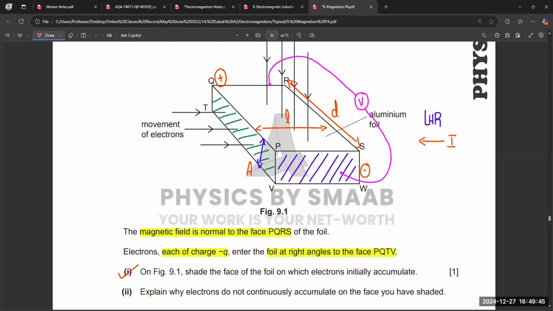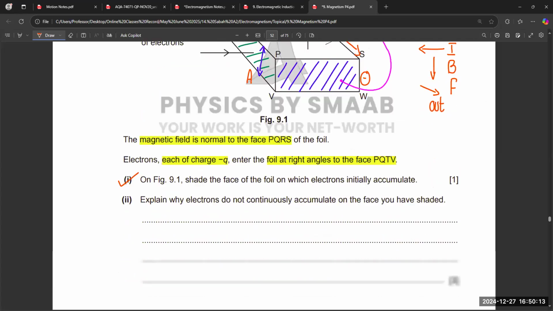The magnetic field is in the downward direction, so the force will be out of the paper. So it means PVWS, and this side becomes the negative one, right? Right. So this is the first part.